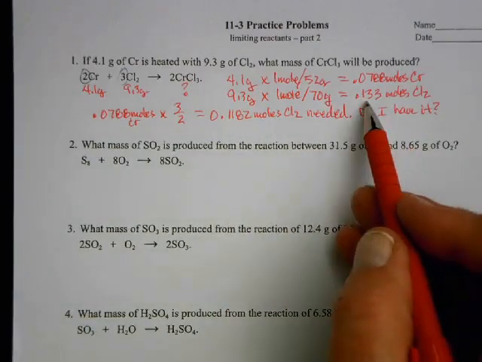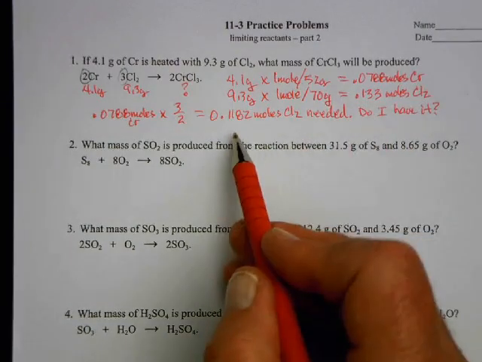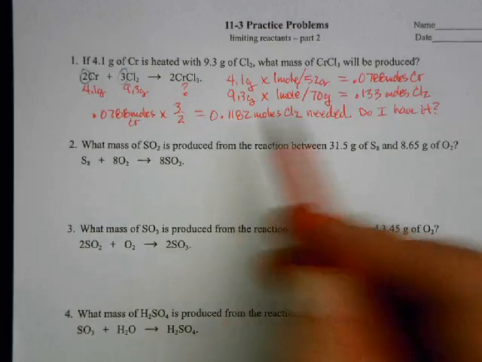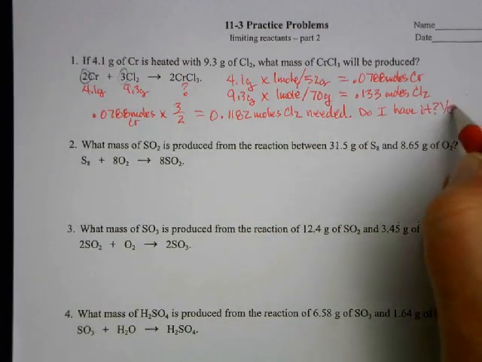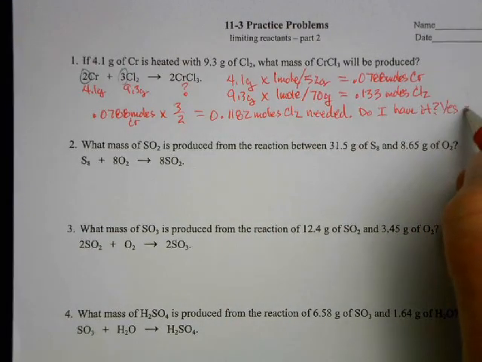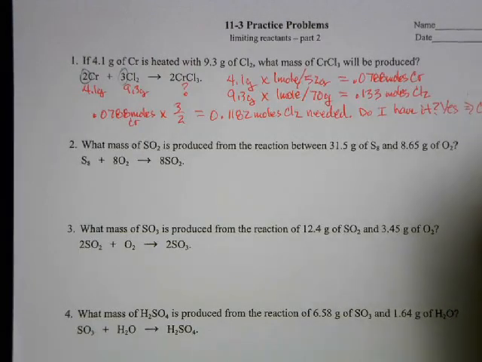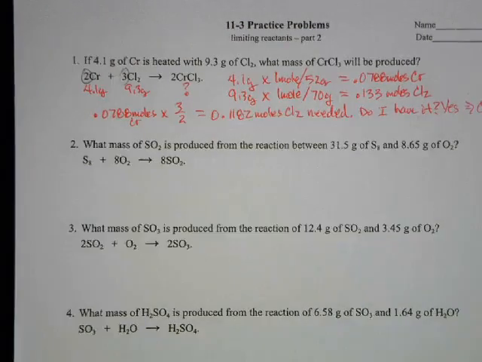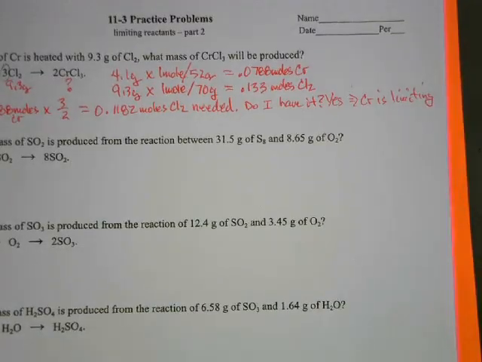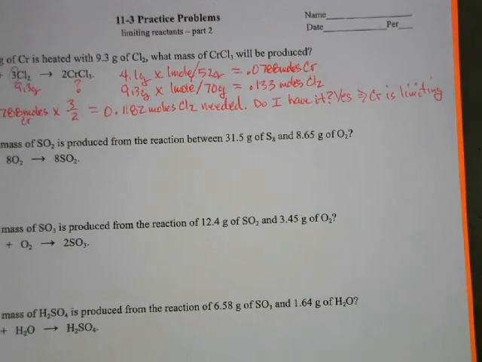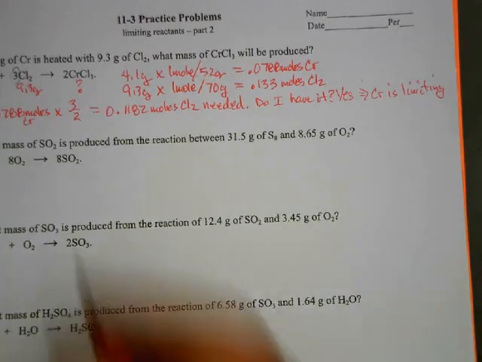Okay, do I have it? Well, I have 0.13. That's bigger than 0.11. So yes. Therefore, the Cr is limiting. If the answer had been no, then the Cl would have been the limiting one. But since the answer was yes, the Cr is limiting.